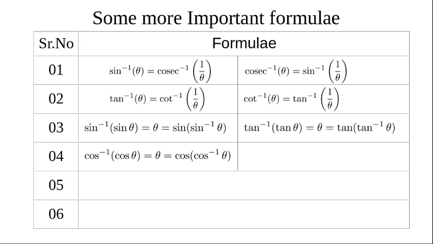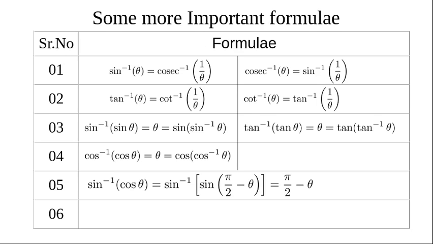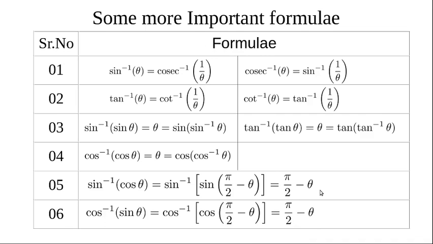Cos inverse of cos theta equals theta equals cos of cos inverse of theta. And in case you find sin inverse of cos theta, we can replace cos theta by sin of pi by 2 minus theta, and therefore it becomes sin inverse of sin of pi by 2 minus theta, which is equal to pi by 2 minus theta. Cos inverse of sin theta equal to cos inverse of cos of pi by 2 minus theta, which is equal to pi by 2 minus theta.